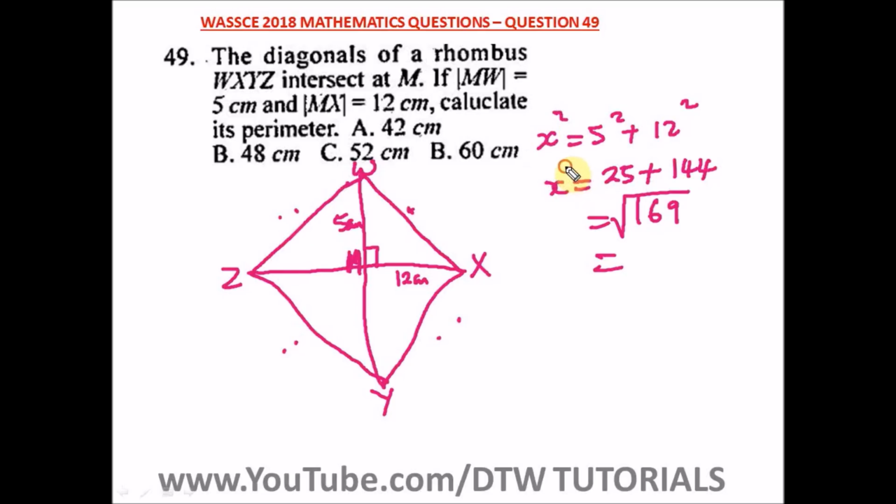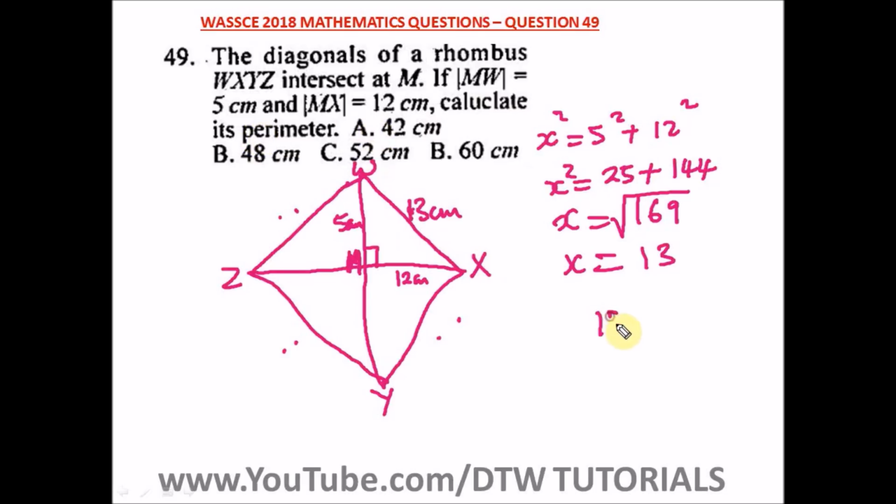Let's say this is x squared, our unknown, okay? So x will be what? The square root of what? 169, all right? And what's the square root of 169? That is what? 13. So x is equal to 13. So this side is what? 13 centimeter, all right? And the question says calculate its perimeter.